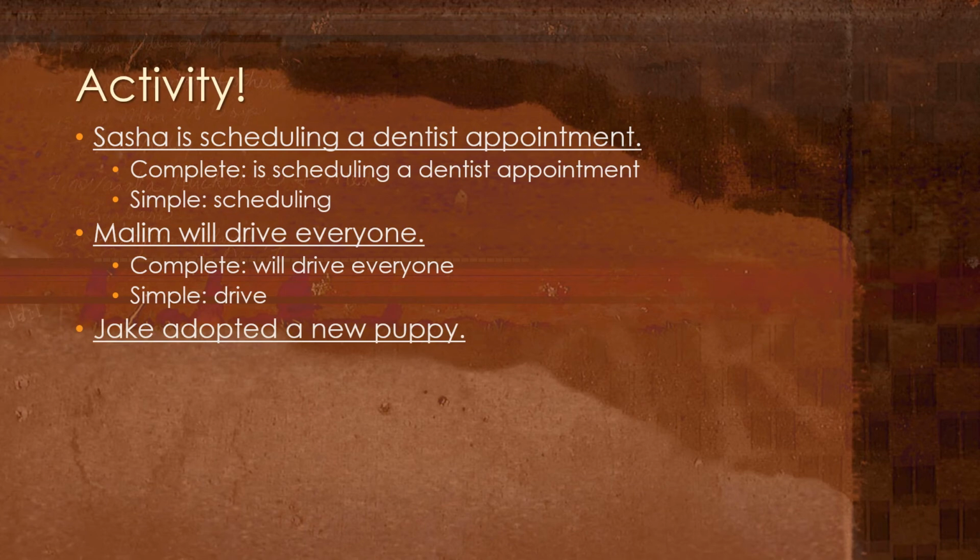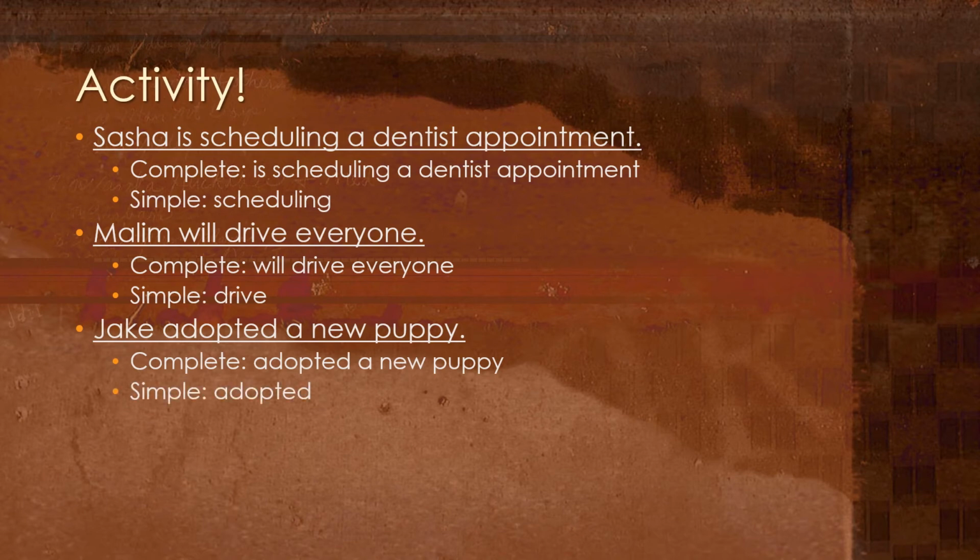This one's a little bit simpler. Jake adopted a new puppy. Jake is our subject because he's the one doing the action. Adopted a new puppy is the complete predicate because it is the rest of the sentence. It describes the full action, what Jake did. And then the single word for what he did is adopted.